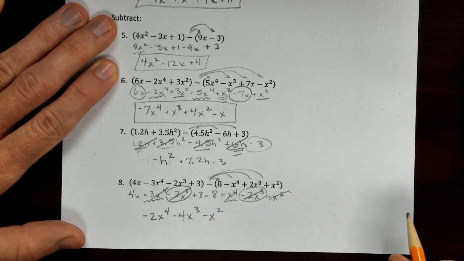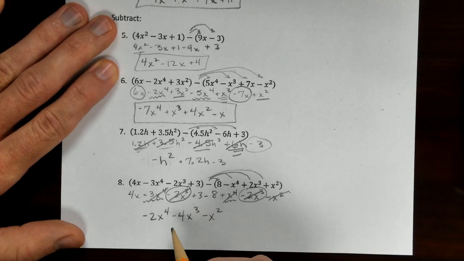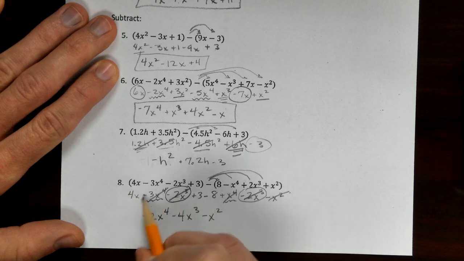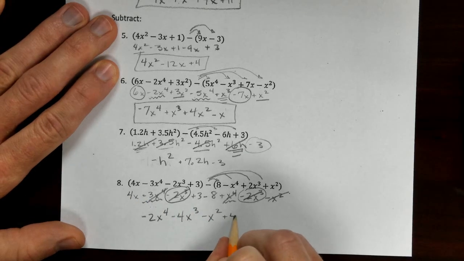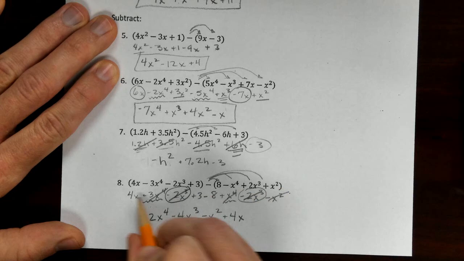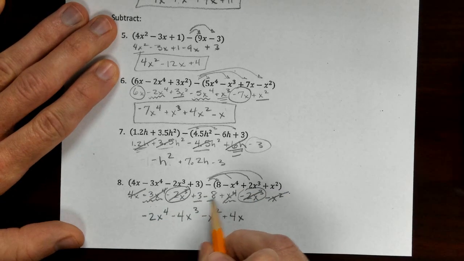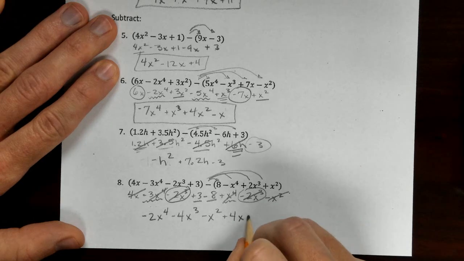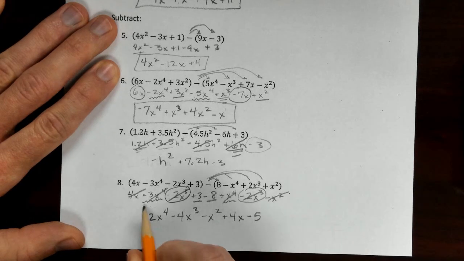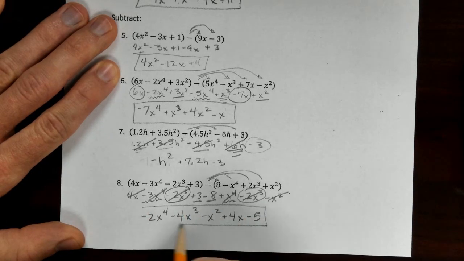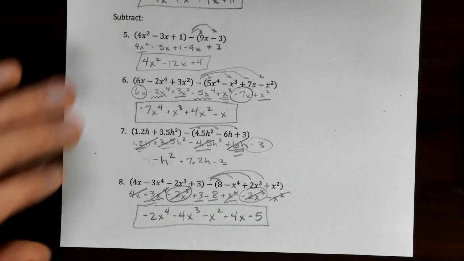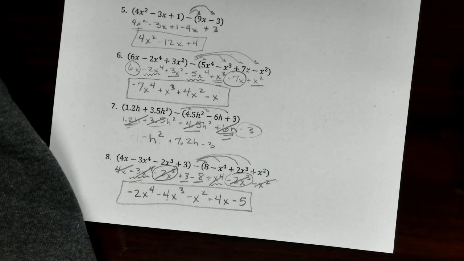That goes away. Next thing I'm going to is x to the first. Right here. 4x to the first. I don't see any more. That went away. Last but not least, I've got a plus 3. I've got a minus 8. That gives me a minus 5. Boys and girls, that's how it's done.